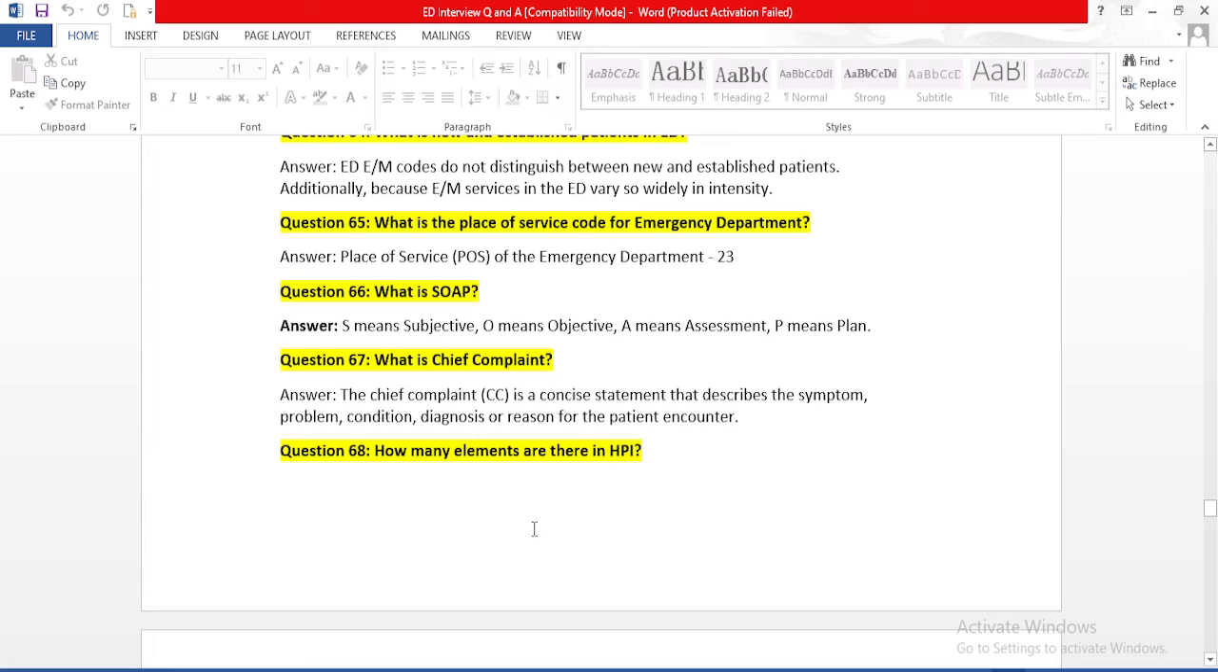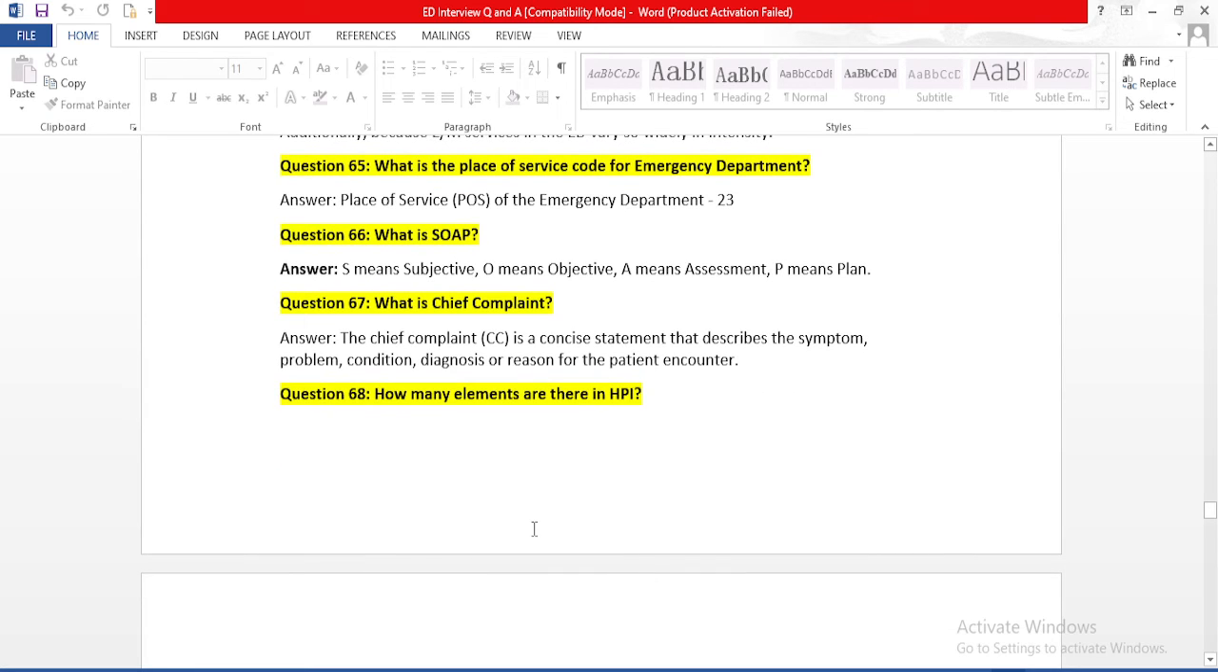Next question, what is the place of service code for ED? Usually it is 23. Next question, what is SOAP? Usually we will find the word SOAP format. Here S means subjective, O means objective, A means assessment, P means plan. So usually physicians will create notes based on the SOAP format.